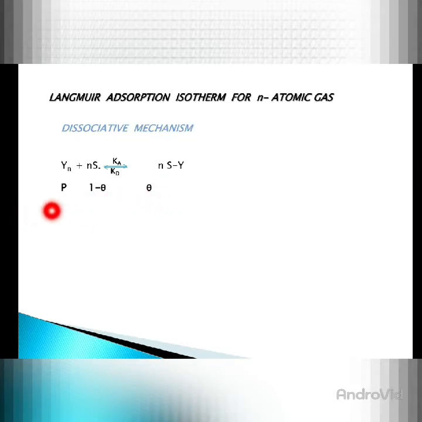This is at time t, not at time t0, that is, when adsorption has not occurred. This is at time t, when adsorption takes place over some time. And here you must keep in mind that the adsorption is monolayer adsorption for the Langmuir isotherm equation. Now P is the pressure of the Yn gas molecules, 1 minus theta is the available space, and theta is the fraction of surface occupied by the gas molecule.